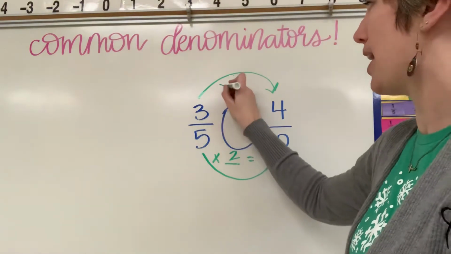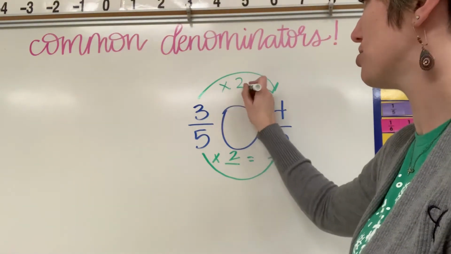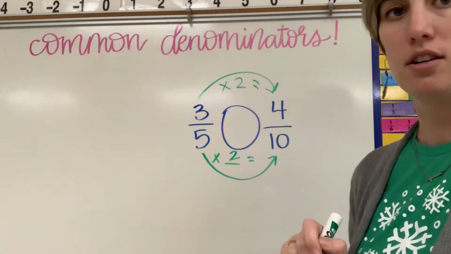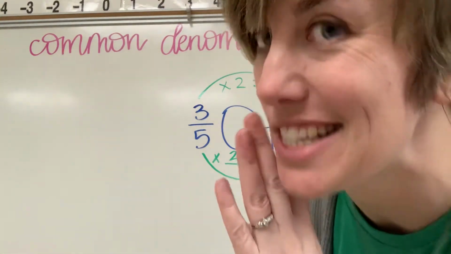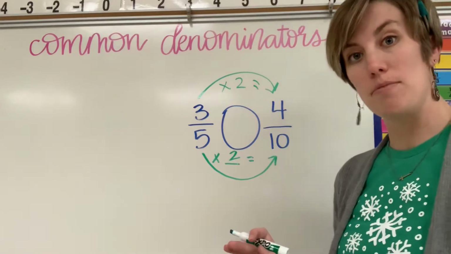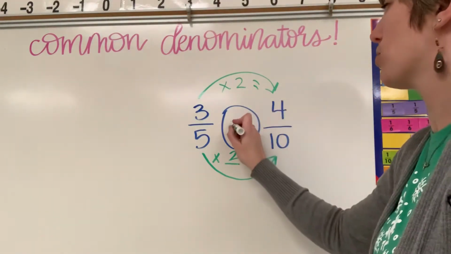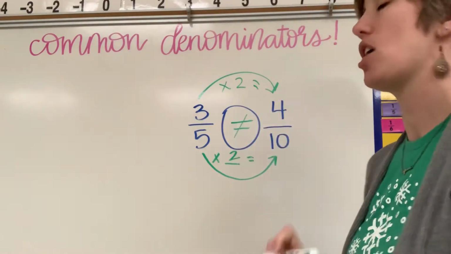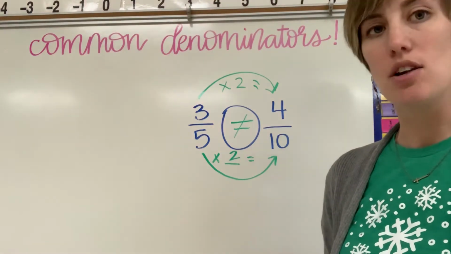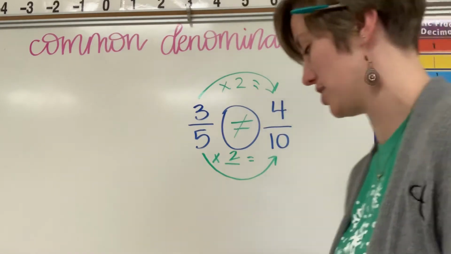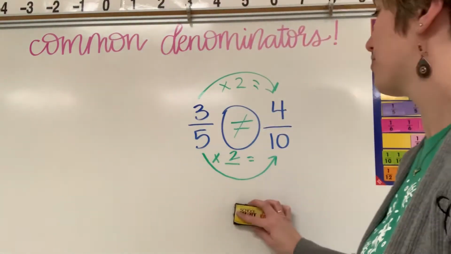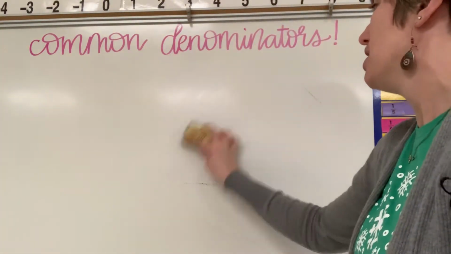Can we multiply 3 times 2 to equal 4? Hopefully you're saying no. 3 times 2 is 6. We cannot multiply 3 times 2 to equal 4. It doesn't work. That means these two things are unequal. They are not equal. They are not the same. These are two different sized fractions. That is how you find equivalent fractions.